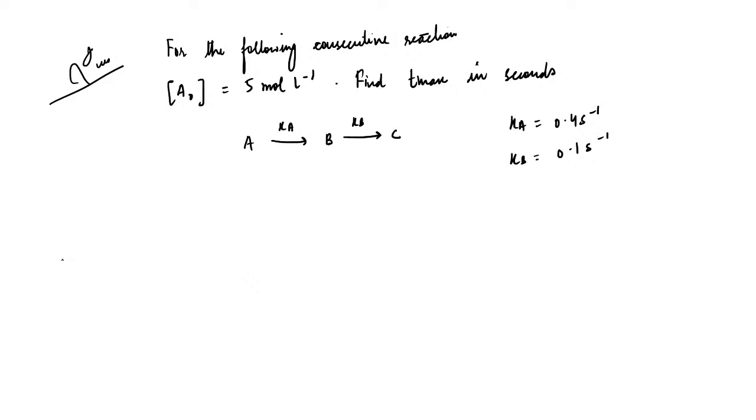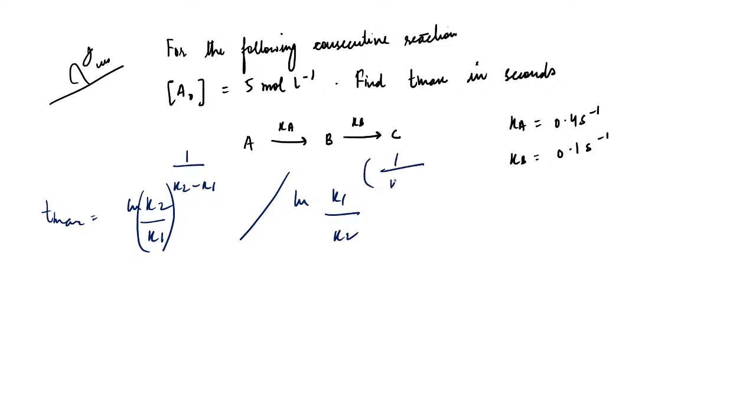All right. So let's solve this question. We have to find out the T max of the consecutive reaction. So what is T max? T max is basically ln k2 by k1, raised to the power 1 by k2 minus k1. We can write it this way, or we can write ln k1 by k2 raised to the power 1 by k1 minus k2. If you are writing k2 in the numerator, you have to write k2 minus k1. If you are writing k1 in the numerator, you have to write k1 minus k2.